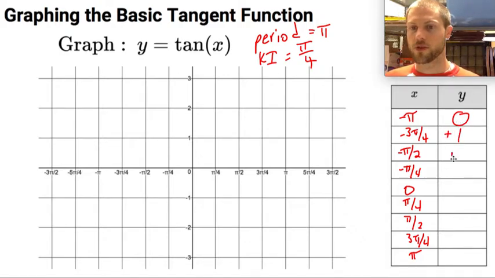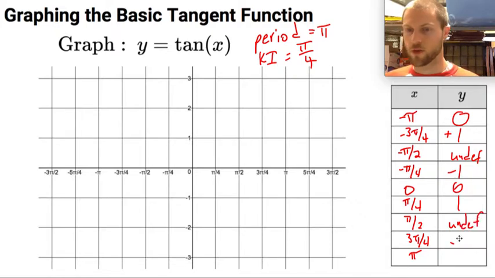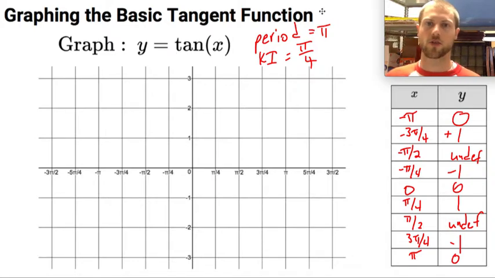For negative pi over 2, I've got an undefined. For negative pi over 4, I have negative 1. For 0, I have 0. Then I have 1. Then I have undefined. Then I have negative 1, and then I have 0. All right, so let's plot these points and see what we're looking at here.